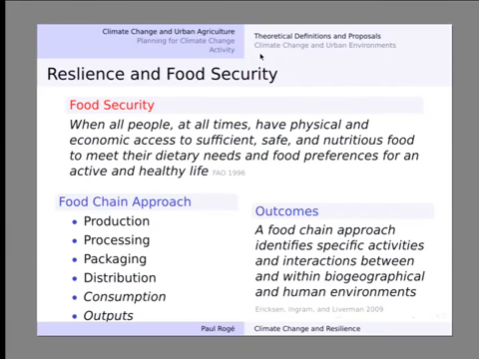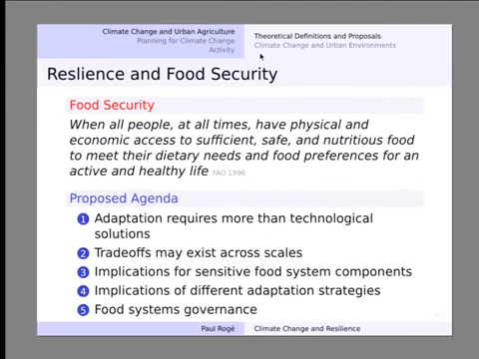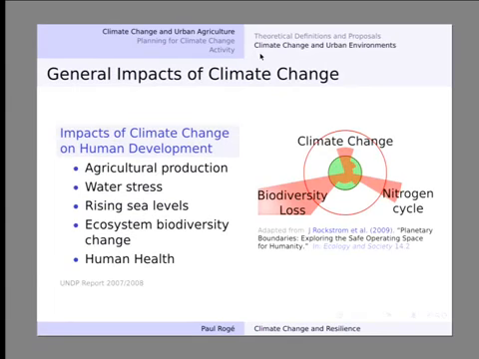Any questions about these two slides before I go on? Okay. So this article proposes a couple agendas. I'm actually going to skip right over that and go on to the next thing.